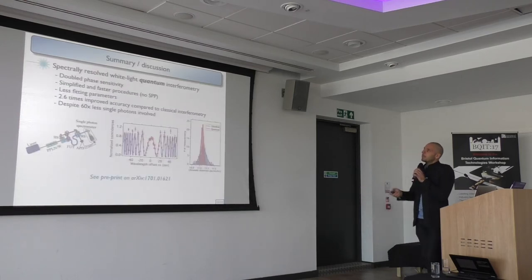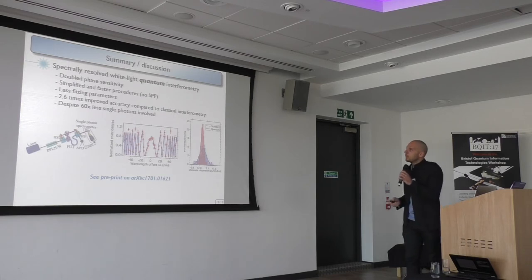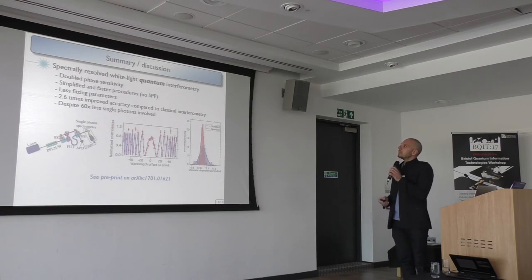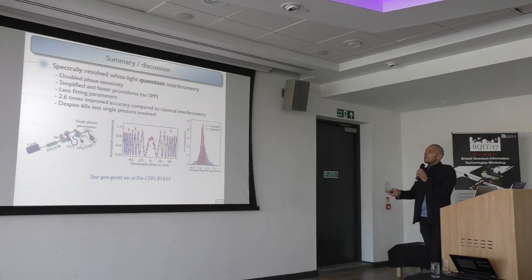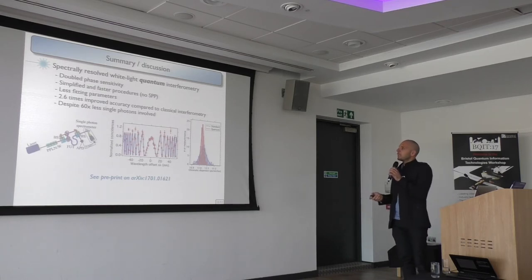So in the summary, we have this spectrally resolved white light quantum interferometry setup, which is mounted and fully operational. We obtain a double phase sensitivity, as you could see. We have simplified and faster procedures, with no stationary phase point to be found. We have only one fitting parameter. We have a 2.6 times improved accuracy compared to the classical interferometry scenario, and we exploit 60 times fewer photons in the system.